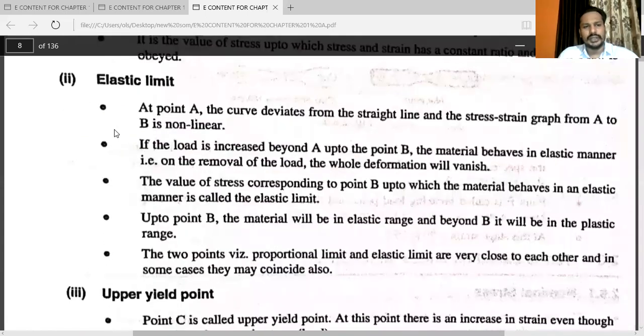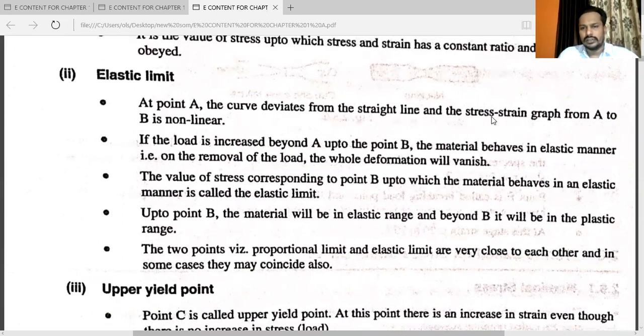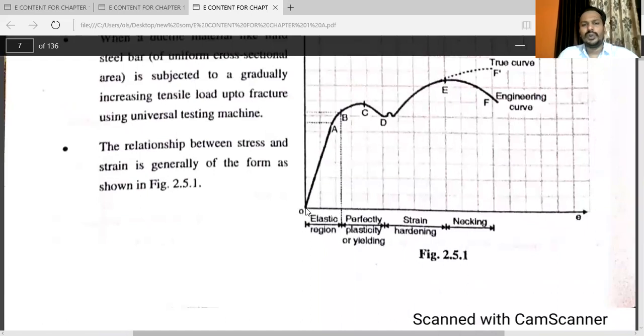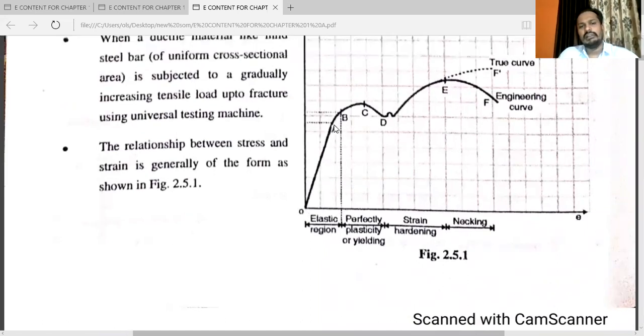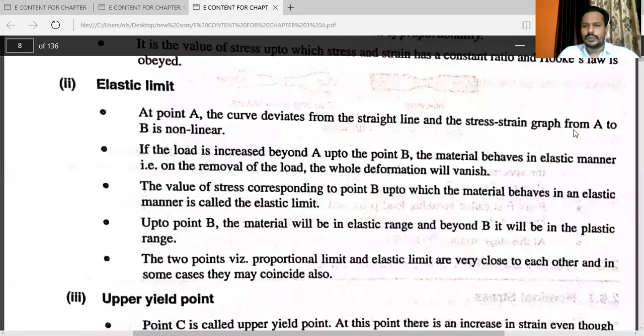So beyond the limit of proportionality, at point A, the curve deviates from the straight line and the stress strain graph from A to B is non-linear. So you can see in this diagram, from origin to A, that is linear, you can see the straight line, but from A to B, a small curve is there, so that is non-linear. In the graph, from A to B is non-linear.